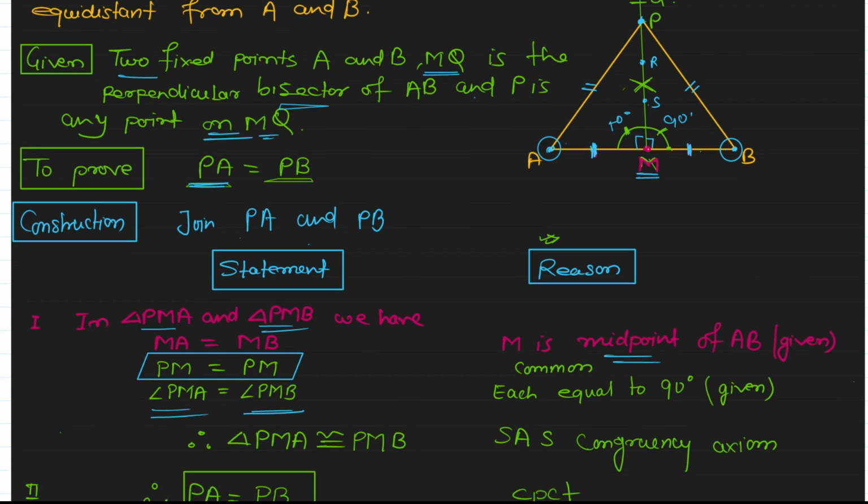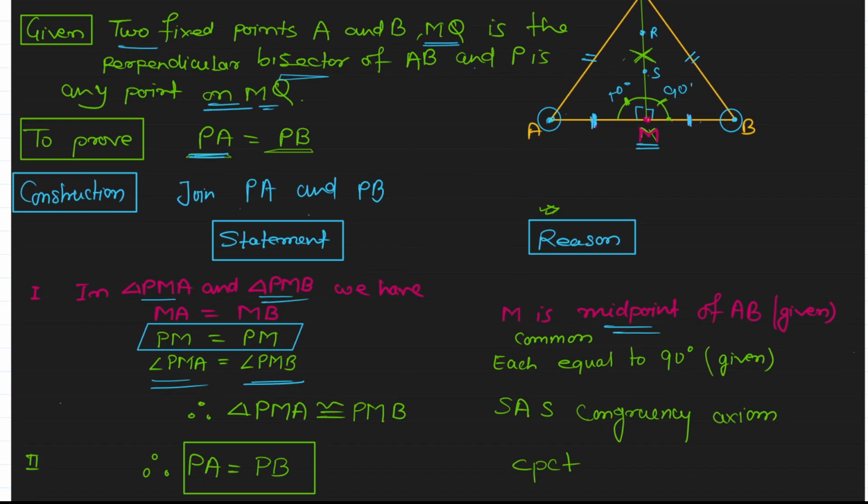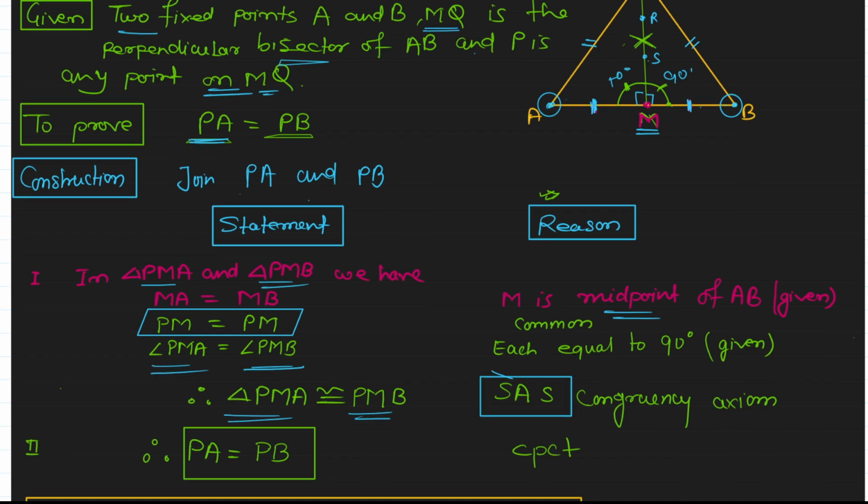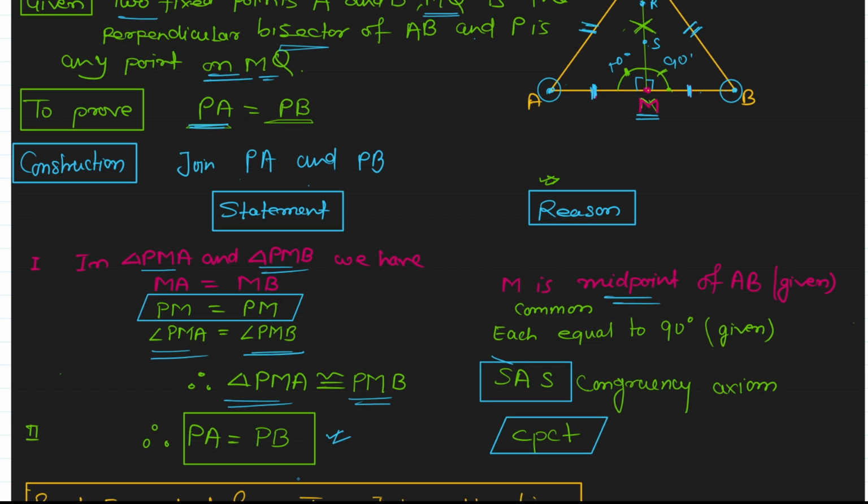So we can say triangle PMA is congruent to triangle PMB. From which axiom is it? It is from the side-angle-side axiom. So PMA and PMB are congruent, hence we can say PA equals PB. Now these two sides of the congruent triangles are equal by CPCT. This is what we needed to prove. So any point on the perpendicular bisector of a line AB is equidistant from A and B both.